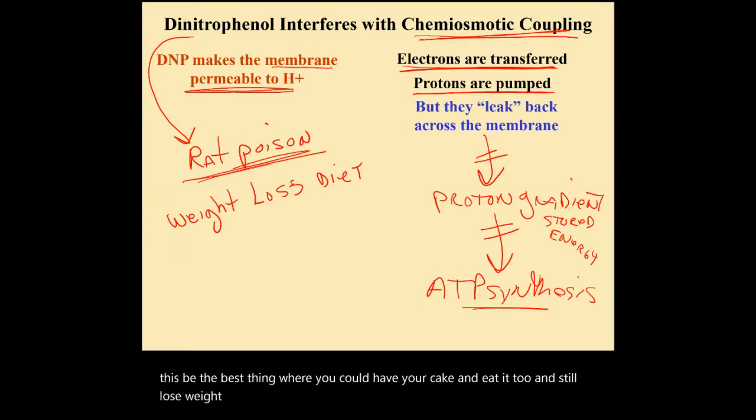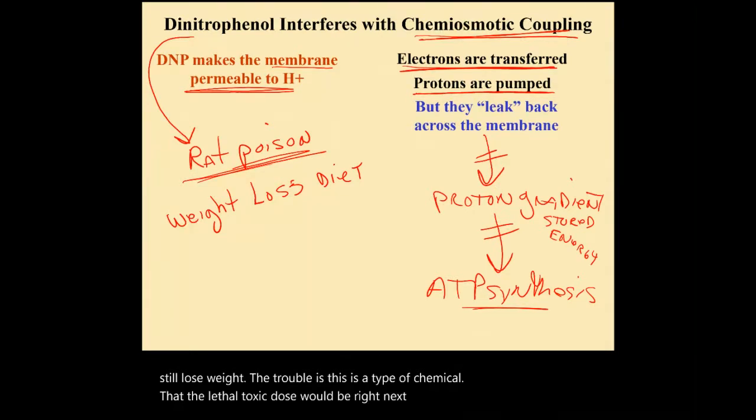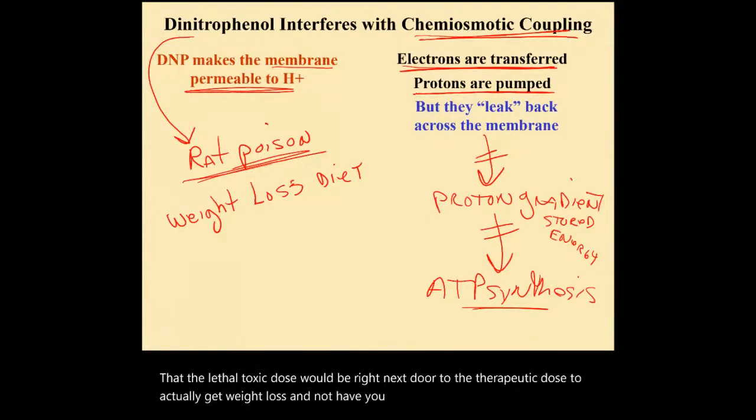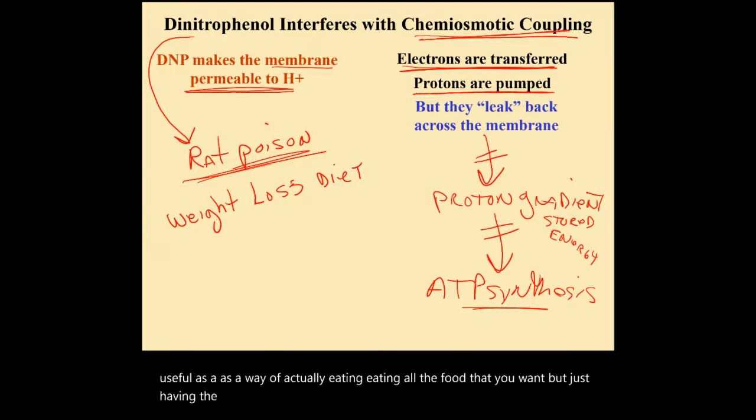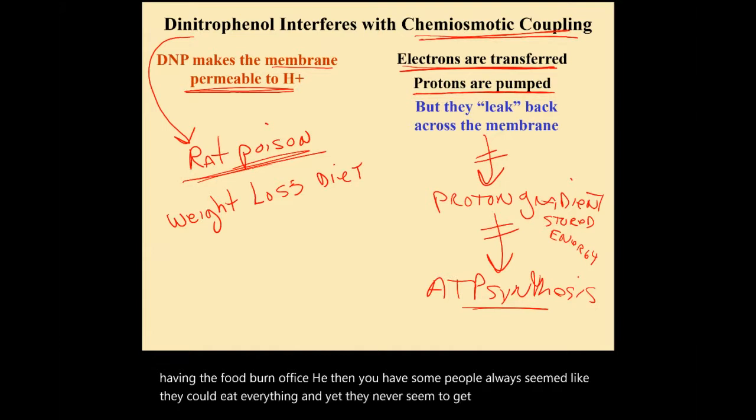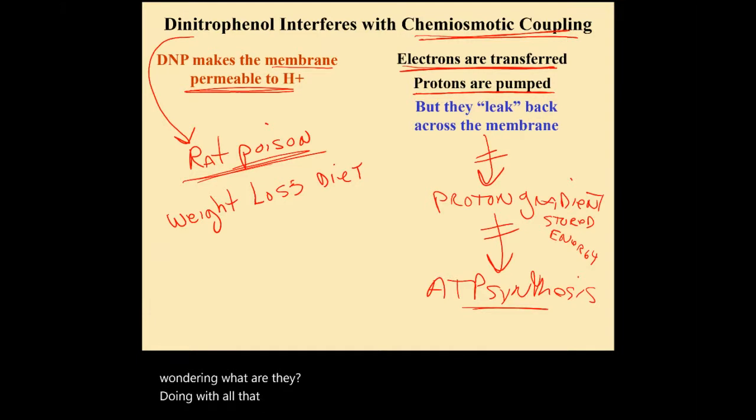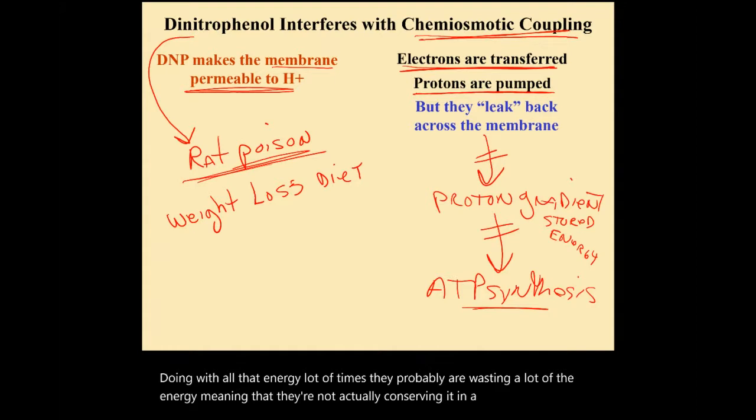The trouble is, this is a type of chemical that the lethal toxic dose would be right next door to the therapeutic dose to actually get weight loss and not have you die. So the trouble is, it's never been useful as a way of actually eating all the food that you want, but just having the food burn off as heat. And you know how some people always seemed like they could eat everything and yet they never seem to get fat? And you're wondering, what are they doing with all that energy? A lot of times they probably are wasting a lot of the energy, meaning that they're not actually conserving it in a useful form, and that's why they can eat all that food.